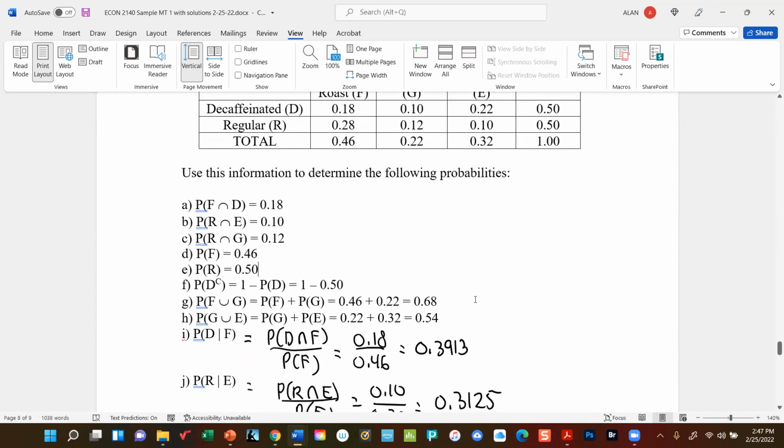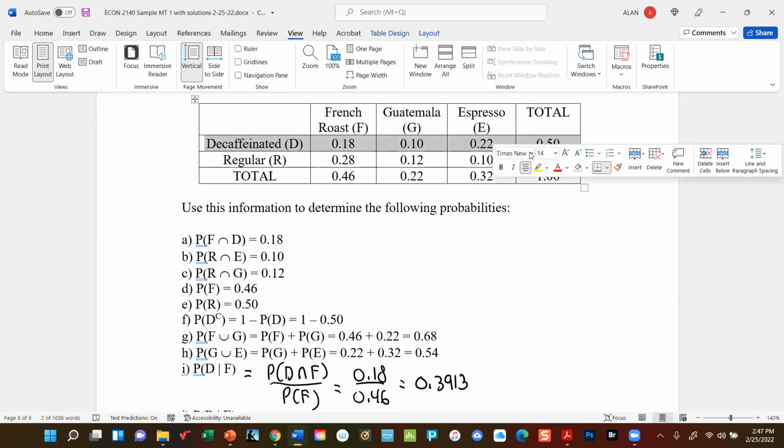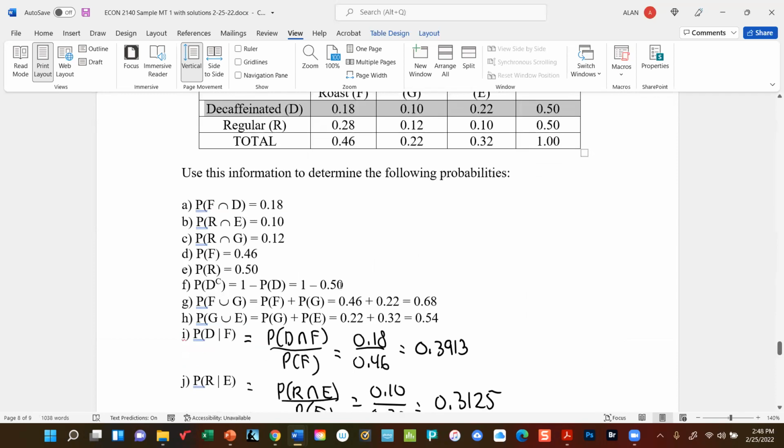For this one, D complement, we use the complement rule, which means 1 minus the probability of D. D over here, you can see its probability is 1/2 or 0.5. So therefore, this must be 0.5.